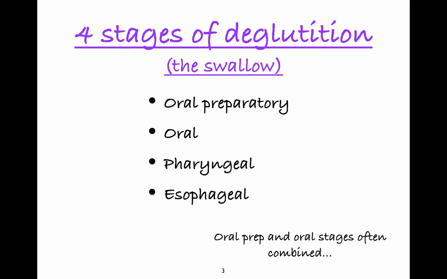Now, in reality, as you can see at the bottom, the oral prep and the oral stages are often combined in reporting the results of an assessment, in describing a problem, and really for some people in thinking about the swallowing process. So because of that, you also have to be ready to think about swallowing or deglutition in terms of the 3 stages. That would be oral, pharyngeal, and esophageal.